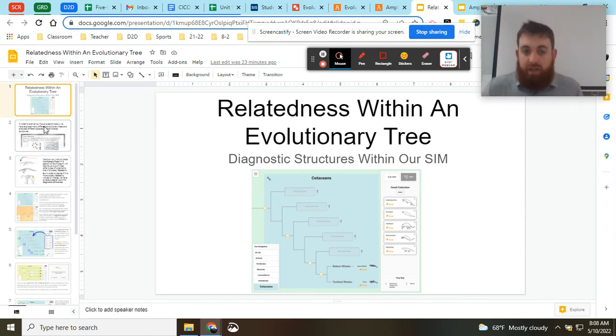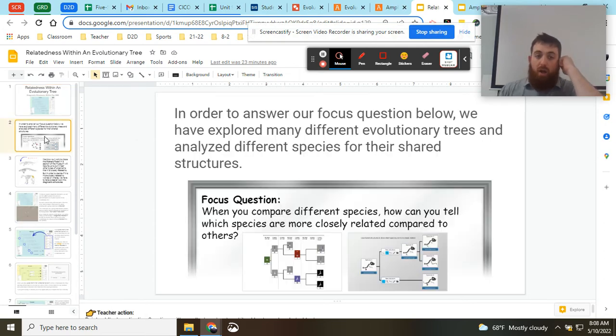And up to now, we've been looking at this idea of diagnostic structures to help us figure out how species are related to one another, like the relationships we see on the evolutionary tree. And in order to answer our focus question for our lesson today, when comparing different species, how can we tell if species are more closely related? We've been exploring many different evolutionary trees and analyzing different species for their shared structures. So, whether it's our canine species or our imaginary dinosaur species, we've been looking at shared structures and a special type of structures called diagnostic structures.